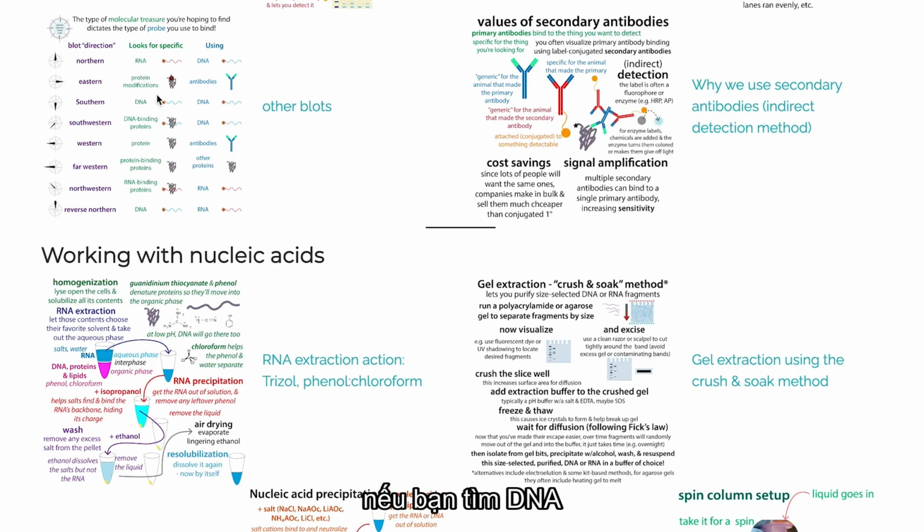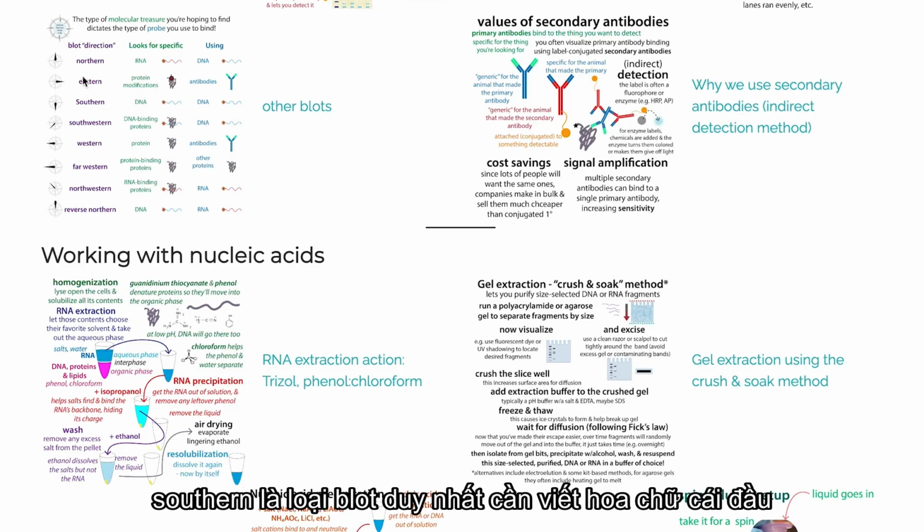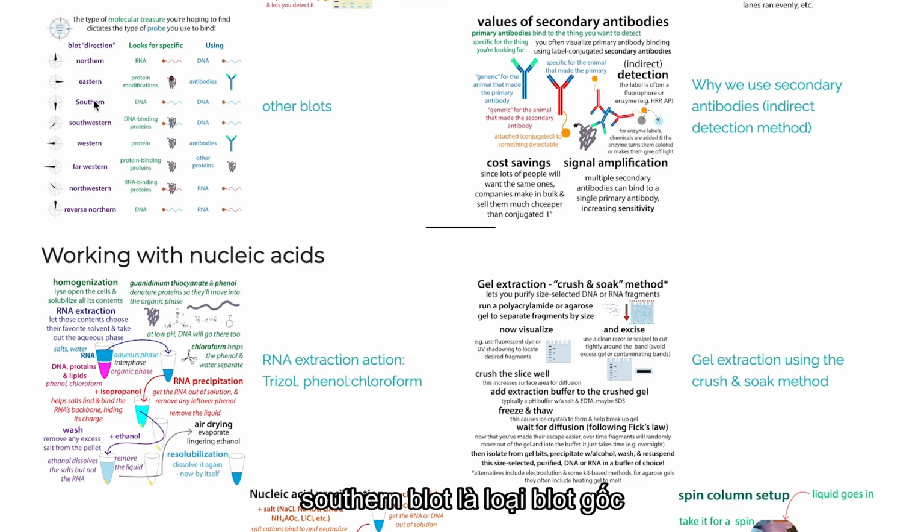If you're looking for DNA, you can use a Southern blot, and look using a DNA probe. And so Southern is the only blot that should actually be capitalized. Southern blot was like the original directional blot, and so it was named for a guy whose last name was Southern, and so the Southern should be capitalized, but these others should technically be lowercase, although a lot of people do capitalize them. But a Southern blot is looking for DNA using DNA.